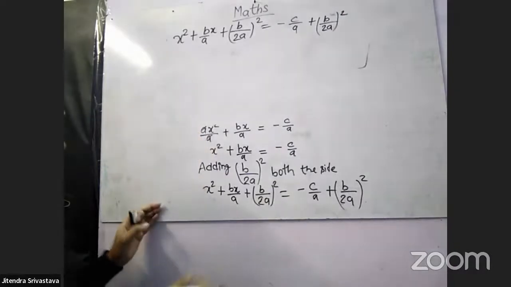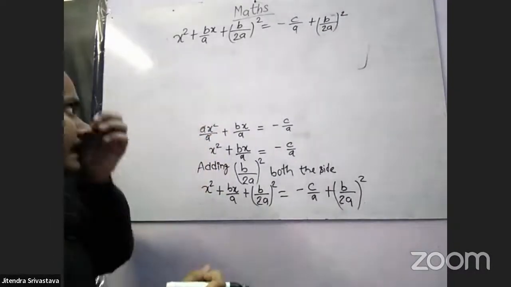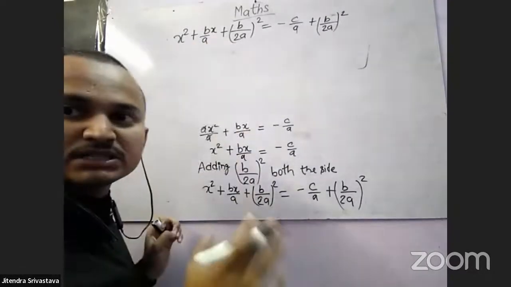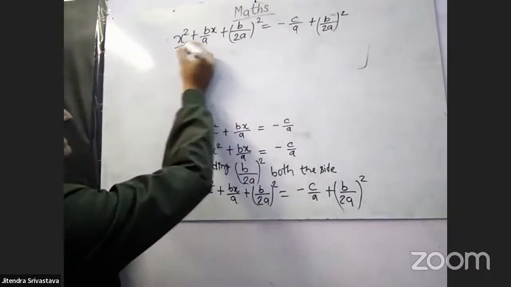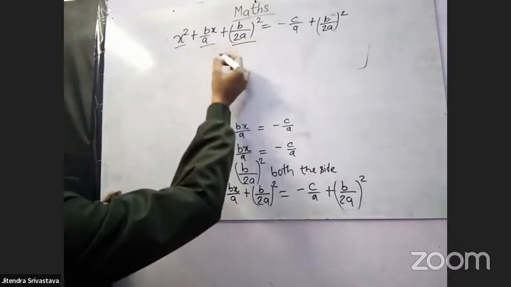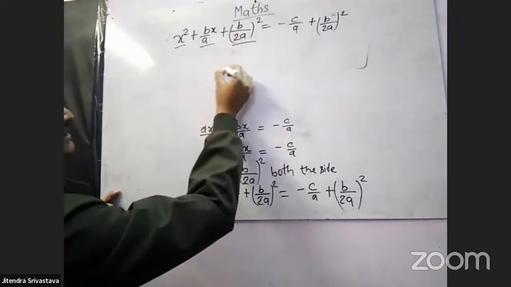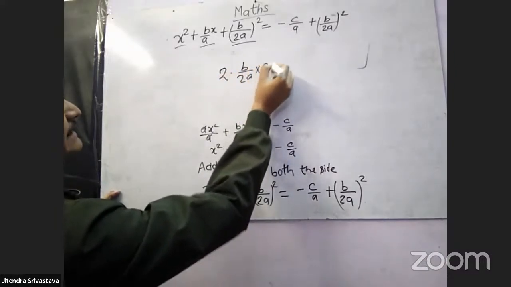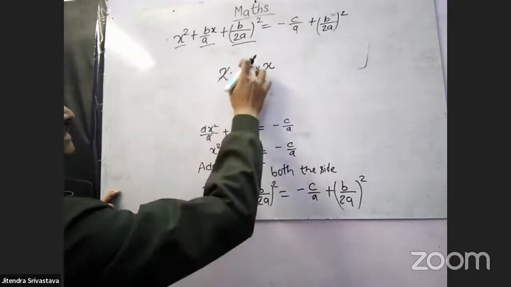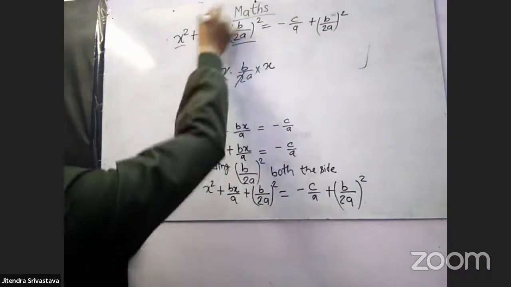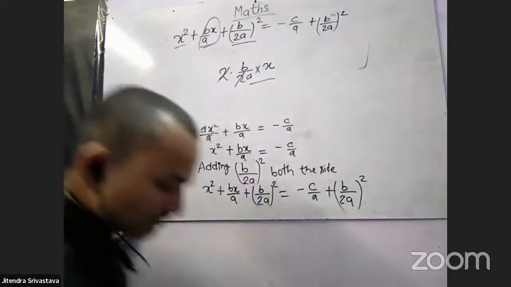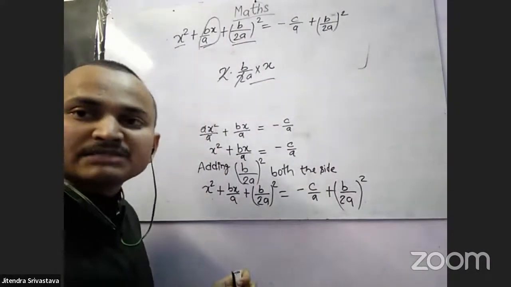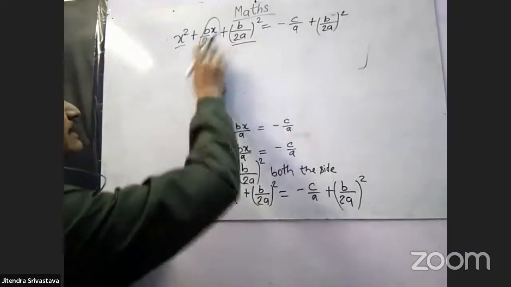Now, we will see what we are getting. It is somewhat like the formula of a plus b whole square. See here, it is a square, it is b square, it is 2ab. In 2ab, 2 into b will be b upon 2a and a will be x. So we will cancel, and it becomes b upon a x. We can see it is following the rule of the formula of a plus b whole square. So we have to do that only.